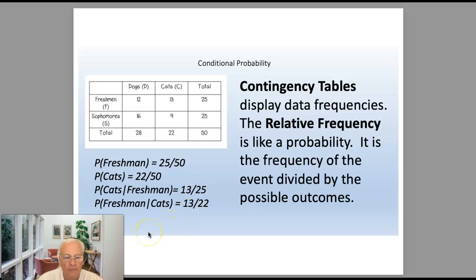Now, what's the probability of picking a freshman given that they have a cat? It's a little different, right? You look at all the students with cats, so the bottom is 22. Given that they have a cat, how many of those are freshmen? Well, 13 of them. Look along this column here. So it's 13 over 22. Those are conditional probabilities. They have a line right here, almost like a fraction bar, a straight up and down line.